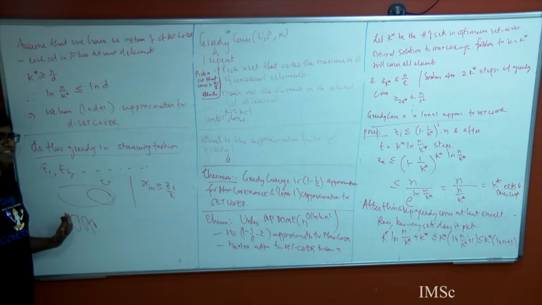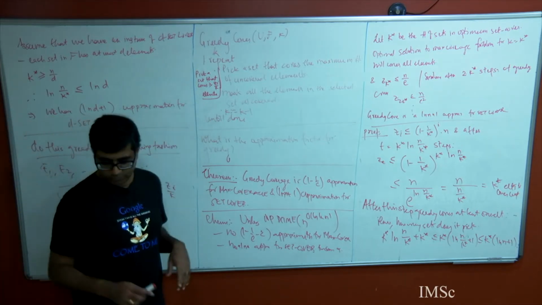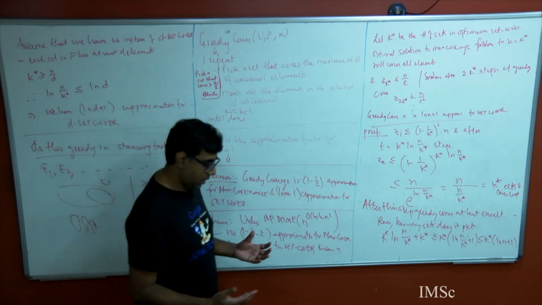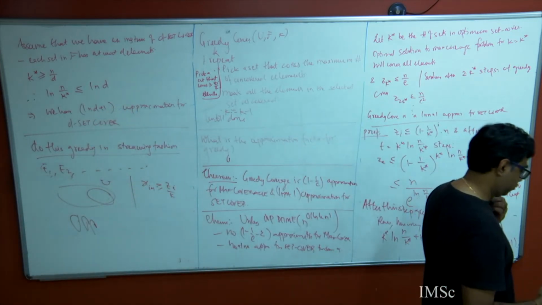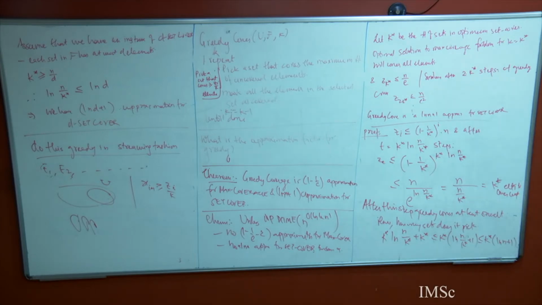Like, will the analysis change at all? Nothing. This is my good old streaming algorithm, right? I just use the fact in my analysis that it is good for us to choose a set that just covers a 1 by k fraction of the remaining elements. Right? So this will work, and this will also give us a 1 minus 1 by e approximation factor. I think so, but we have to just check.